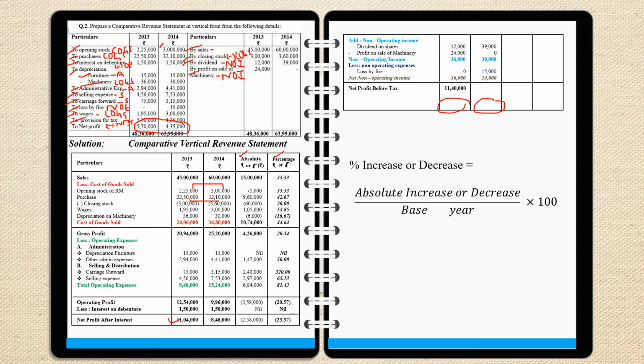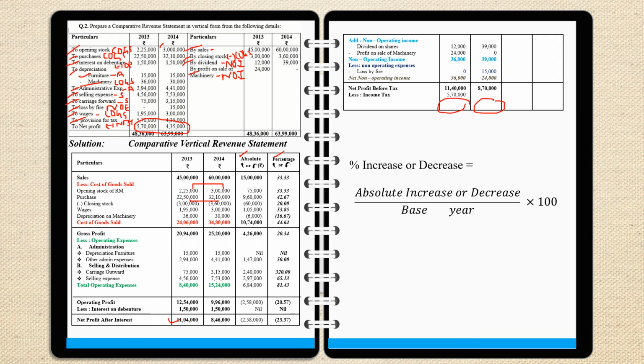11,40,000 minus 8,70,000, so there is again a decrease of rupees 2,70,000, which is equal to 23.68%. Less income tax करते हैं तो इनकम टैक्स भी कम भरना है, 135, so equal to 23.68%. And finally 1,35,000 का decrease and 23.68%. So we have solved it comparative.